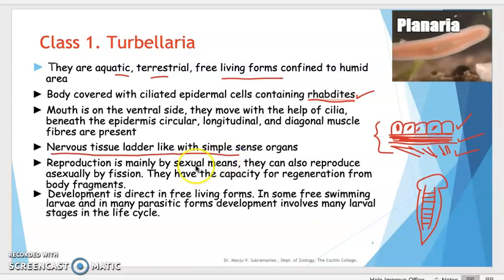Then reproduction is mainly by sexual means, but they can also reproduce asexually by fission, and they have a capacity for regeneration from body fragments. From your earlier classes itself, you might have heard that planarians are organisms with a maximum regenerative capacity. So any part can develop into the lost part of that organism. That means it can reproduce asexually.